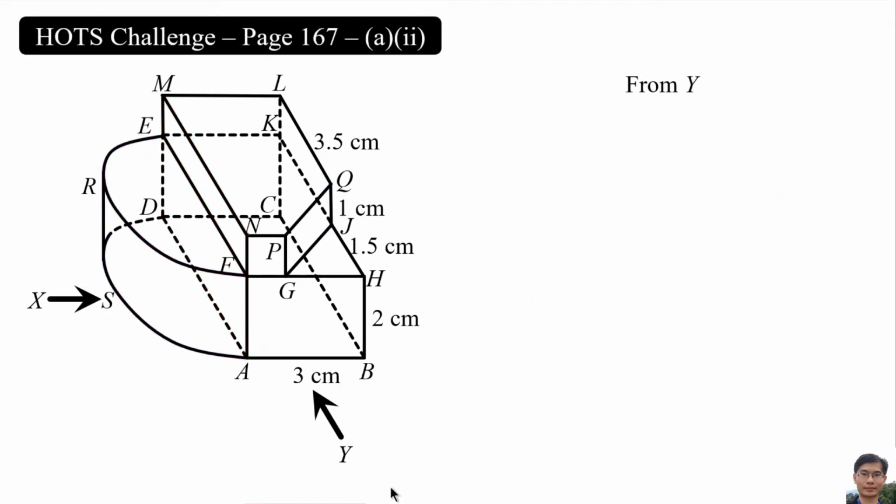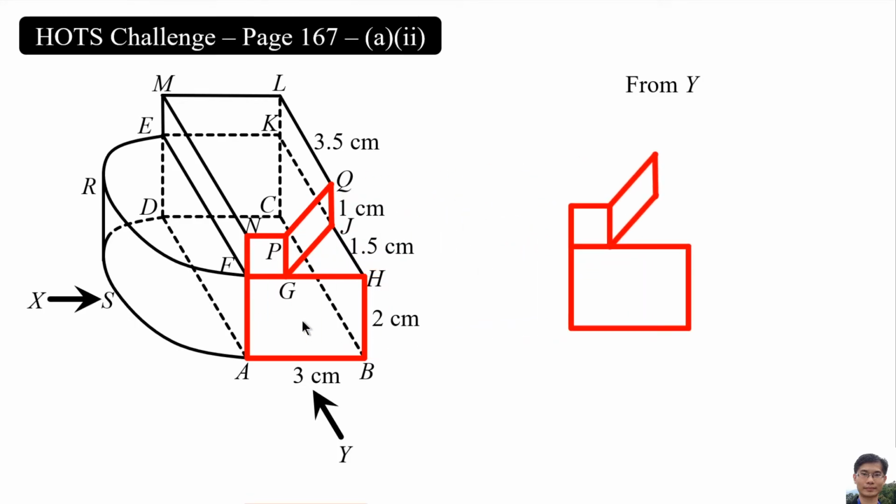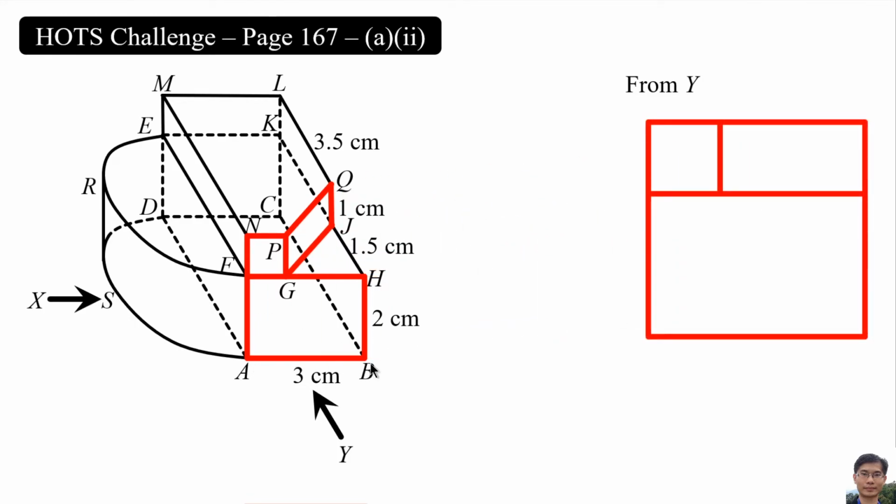From Y, view from Y. So we see this shape. A, B, H, J, Q, P, and A are flattened to become D, C, L, M. 3 cm, 2 cm, 1 cm. This is a square, 1 cm by 1 cm.